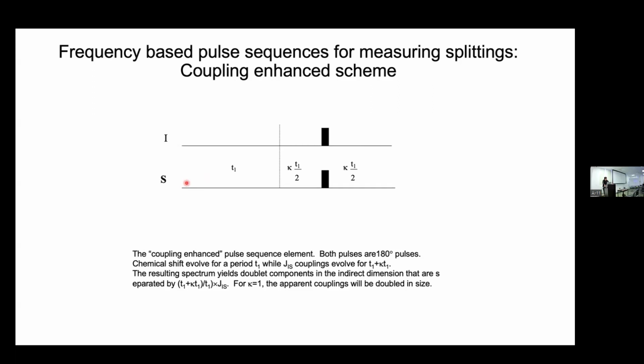So now I have IZSX, and now I have this evolution period. And I want to figure out what ends up happening. It's an unusual sequence, right? And I want to figure out what happens to my magnetization and what spectrum might I expect.